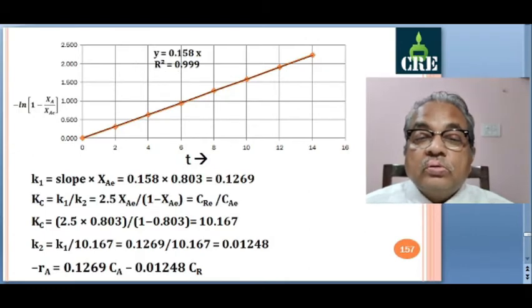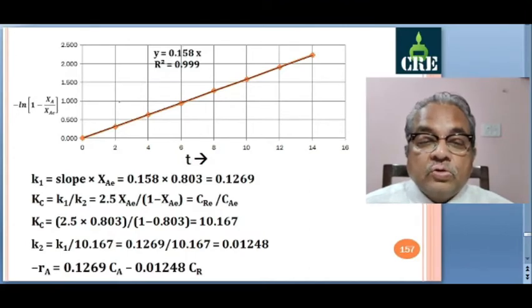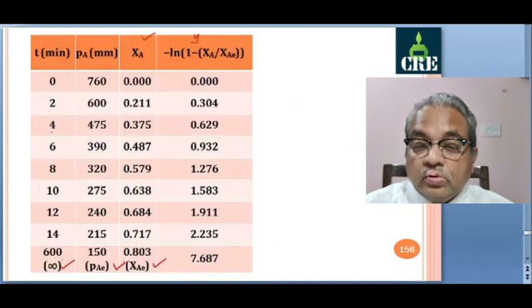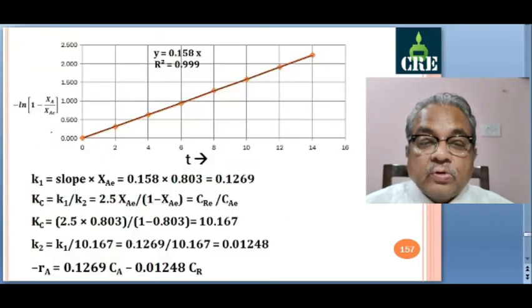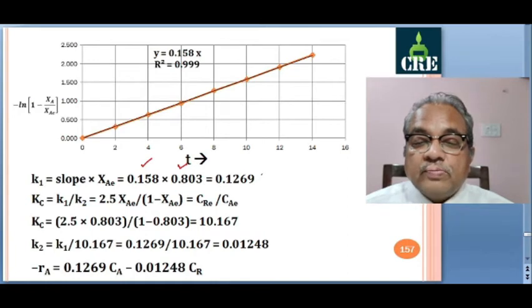This is the best fit line with correlation coefficient 0.999, so almost the fit is perfect. Y is equal to 0.158x. So what is the slope? k1 by XAE. So k1 will be slope into XAE. The slope is 0.158, XAE is 0.803. So we know k1 as 0.1269.